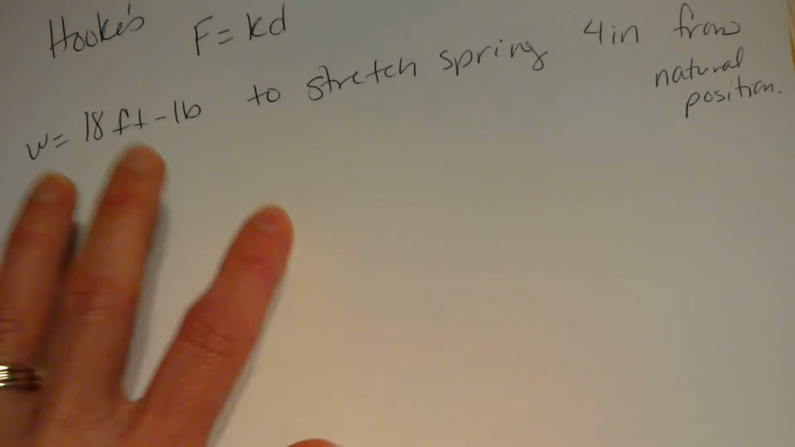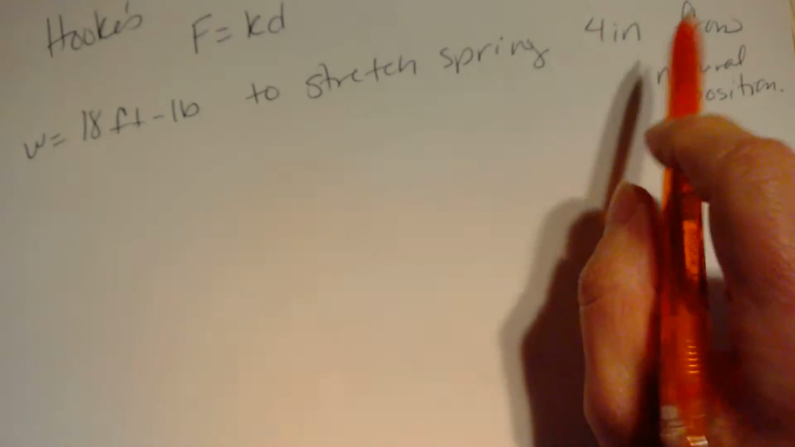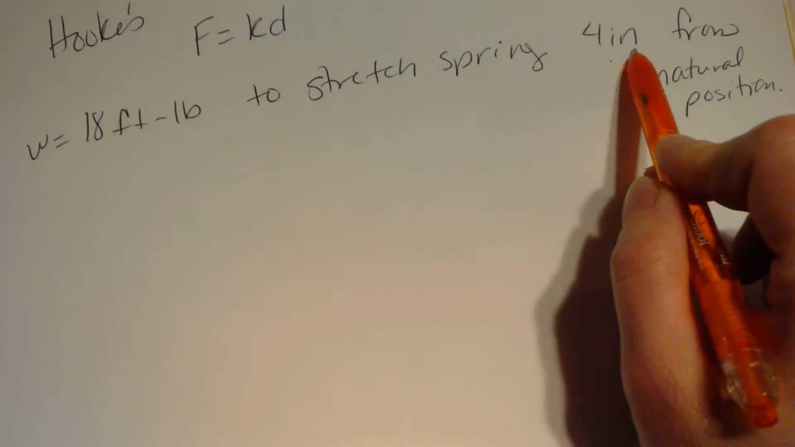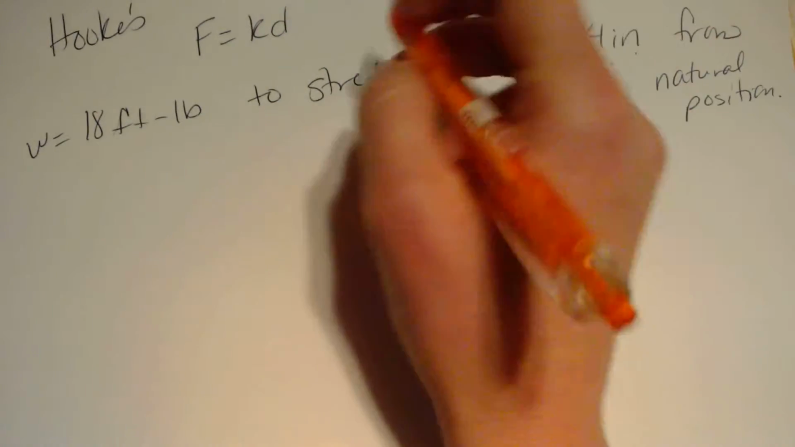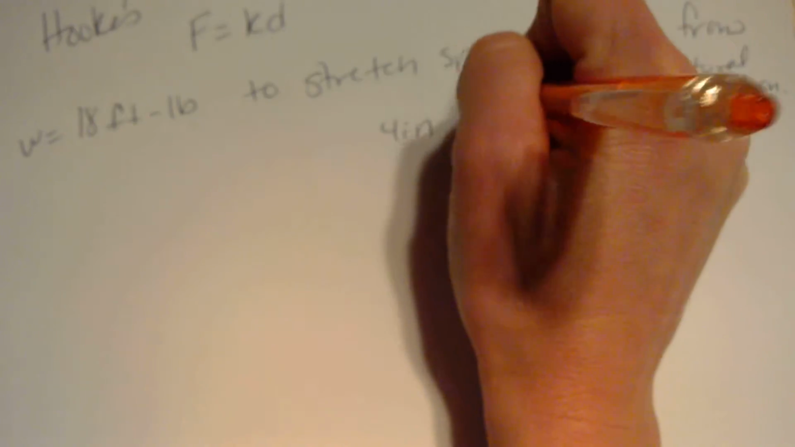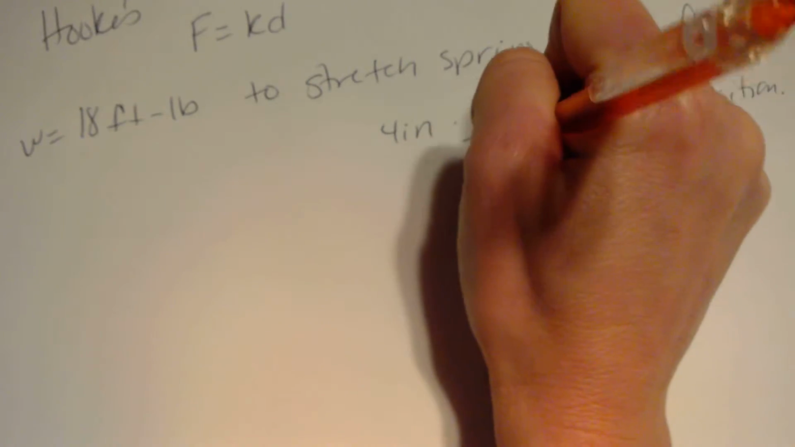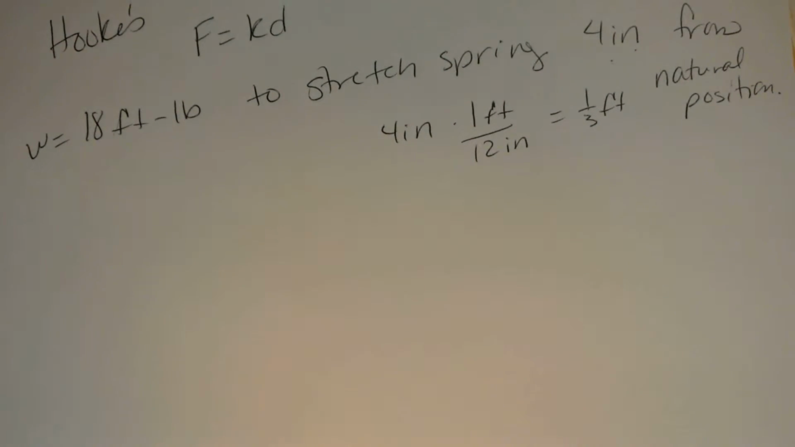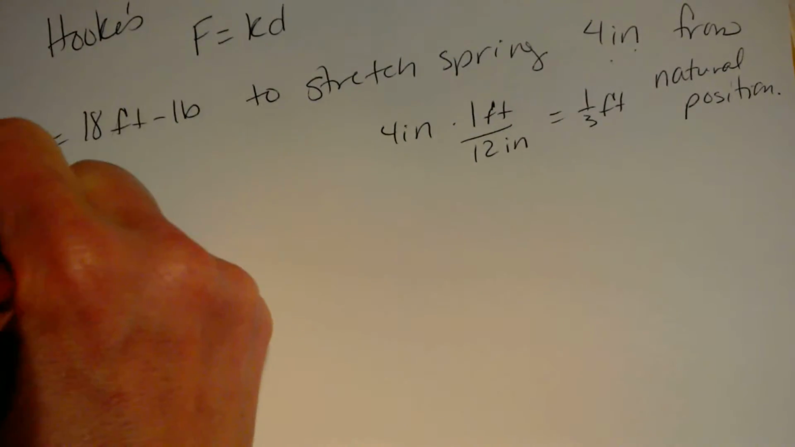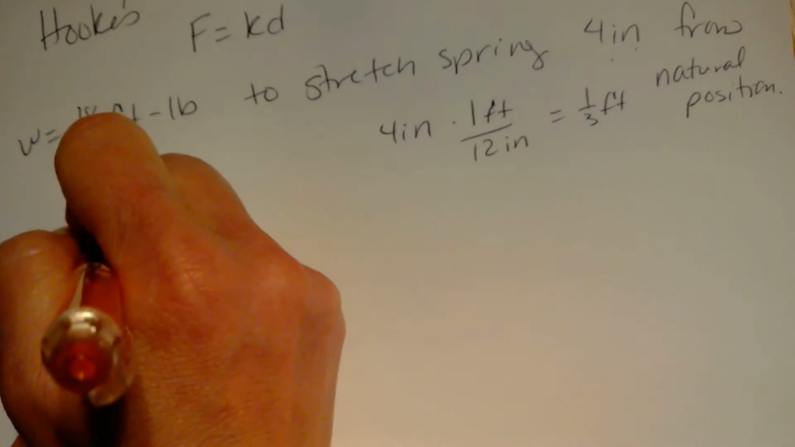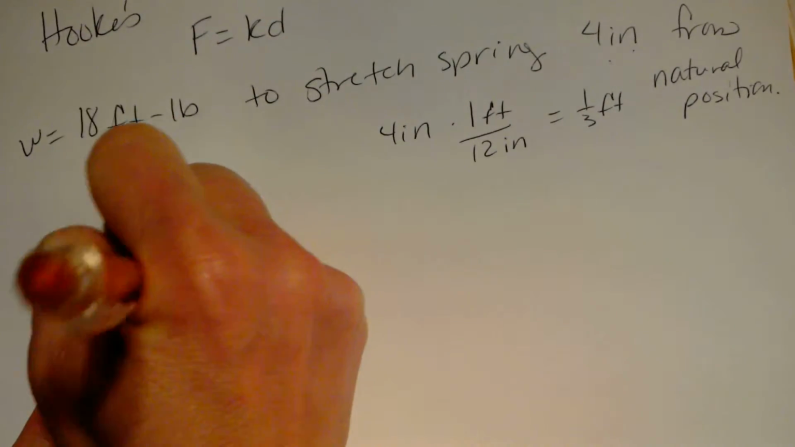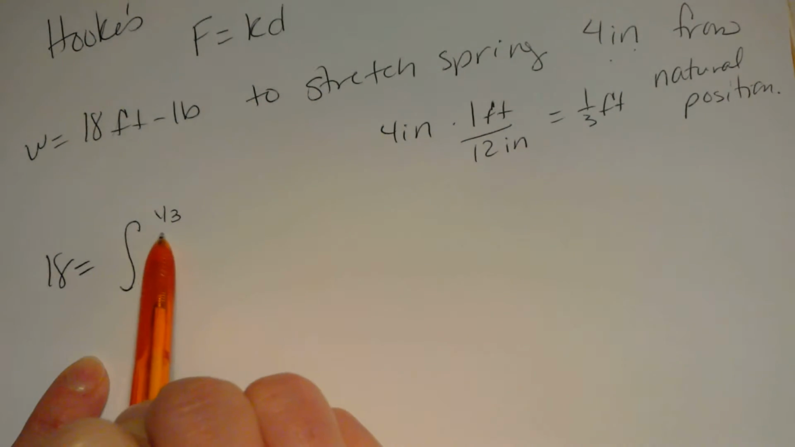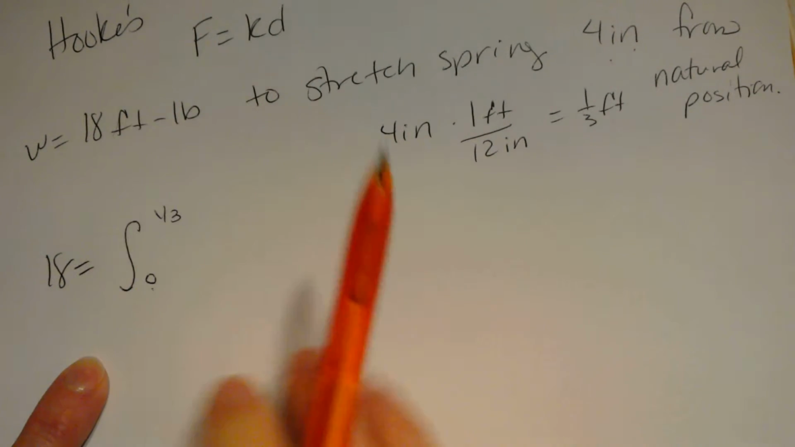Okay, so this is in feet, this is in inches. We want to change this to feet because our answer is in feet. So 4 inches, let's convert that, out of 12 inches, is 1/3 of a foot. So our formula is 18, and we're going to integrate from 0 to 1/3. We're going to stretch it from its original position to 1/3 of a foot.